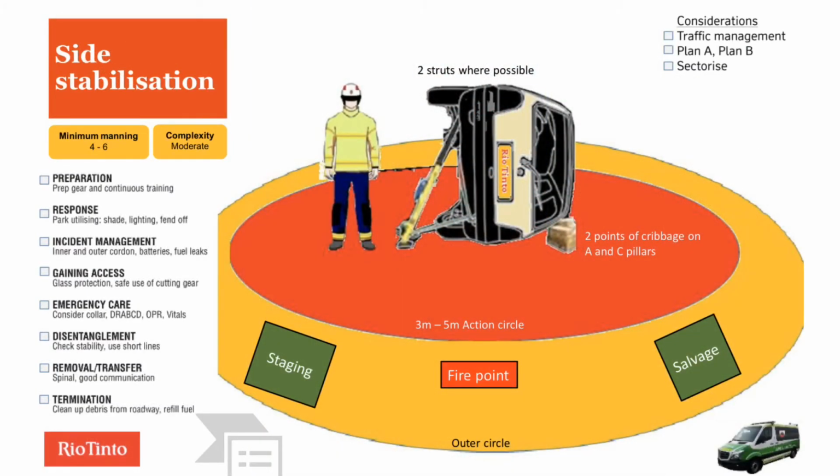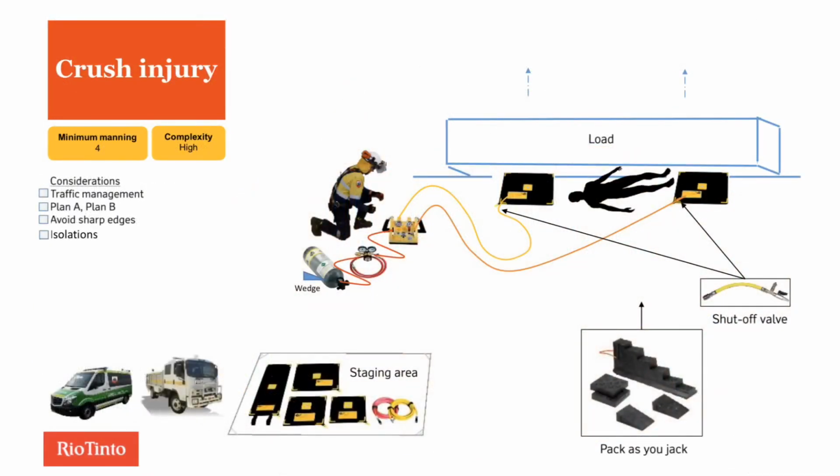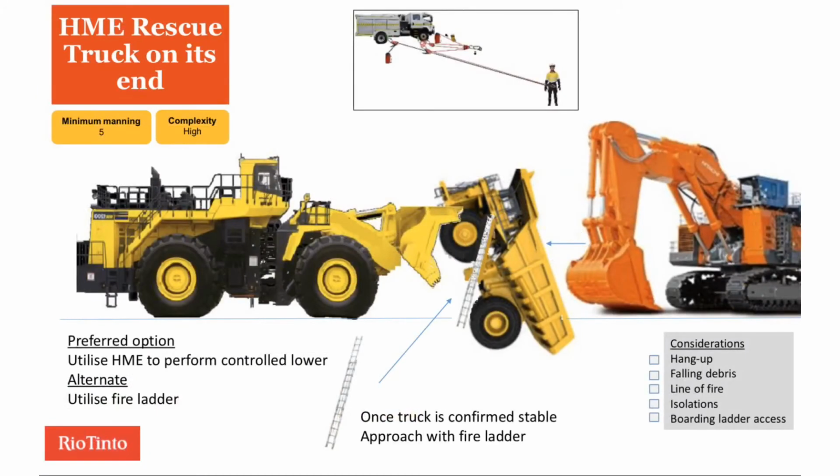Side stabilisation tooling is very effective in maintaining the stability of a vehicle. Heavy lifting bags are effective systems for lifting heavy loads off trapped casualties. Utilising other HME for stabilisation is also an effective method.